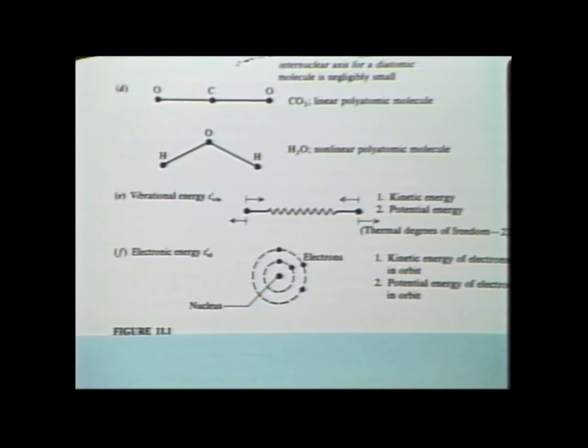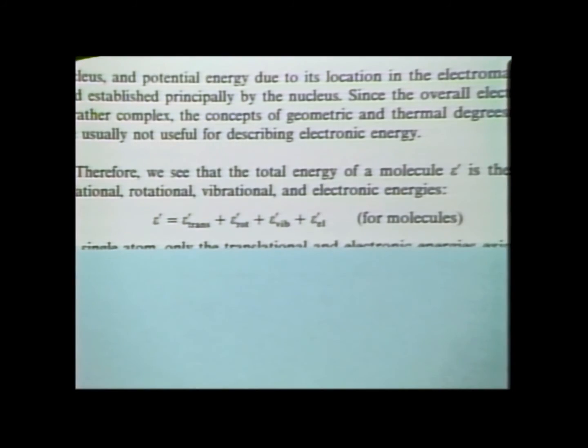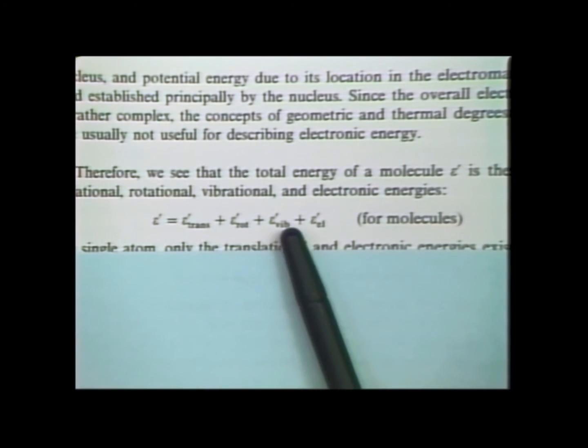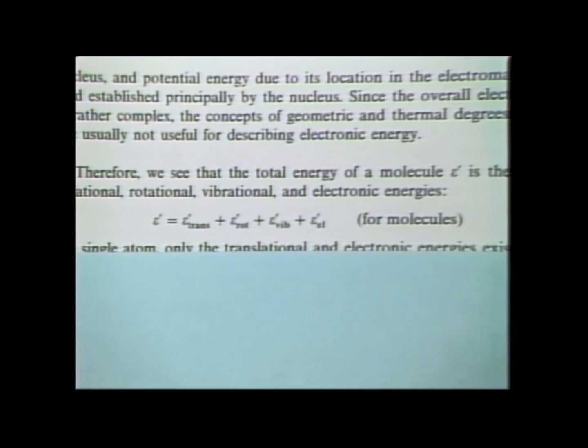And finally, if we look at the nucleus of each one of the atoms, there are electrons in motion around the nucleus, and these electrons have energy, and so we can talk about the electronic energy of the molecule. The bottom line is that whenever we talk about the energy of a molecule, we must talk about the energy as being the sum, as we see on page 417, of the translational energy plus the rotational energy plus the vibrational energy plus the electronic energy of the molecules.